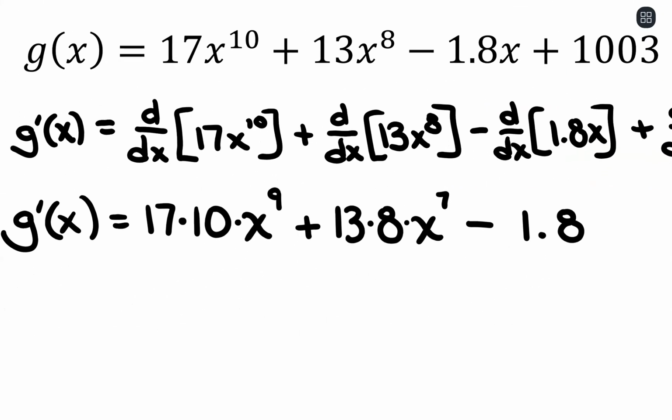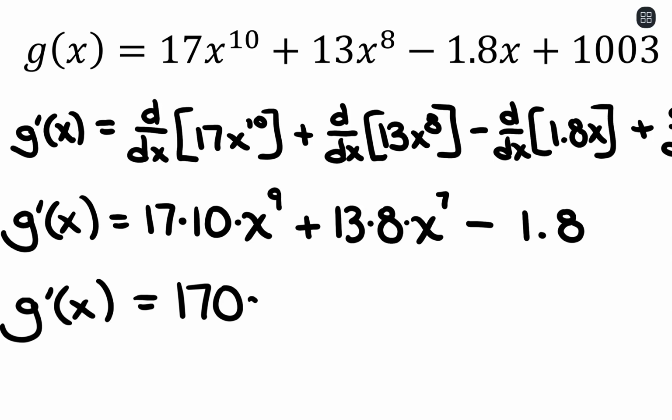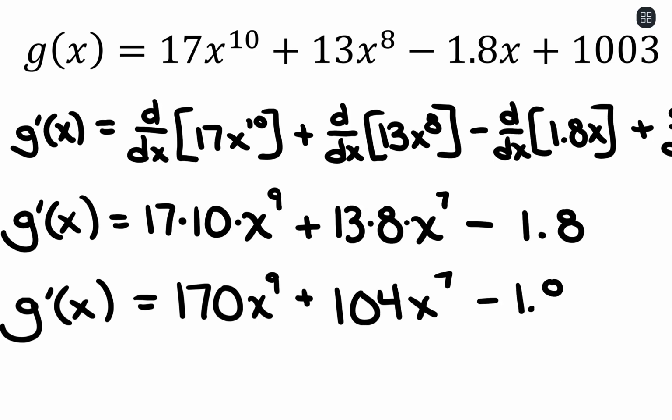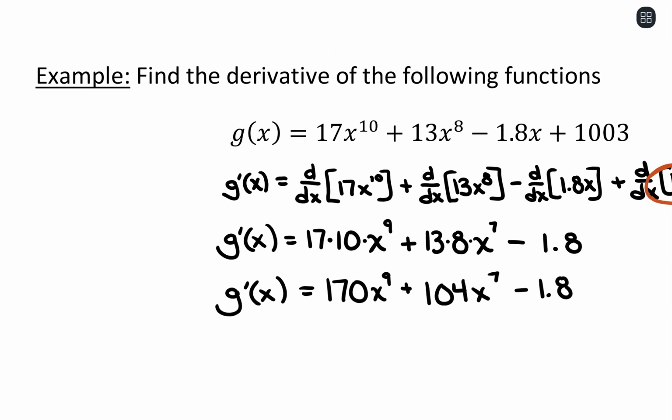So we end up with, let's go ahead and simplify this. 17 times 10 is 170, x to the 9th, plus 13 times 8, which is 104, x to the 7th, minus 1.8, and we took the derivative. Okay, for just a moment, imagine if you had to do that with the difference quotient, plugging in x plus h into each of those pieces and expanding it out. It would take so long. So this is where the power rule really saves us a lot of time and a lot of headaches.